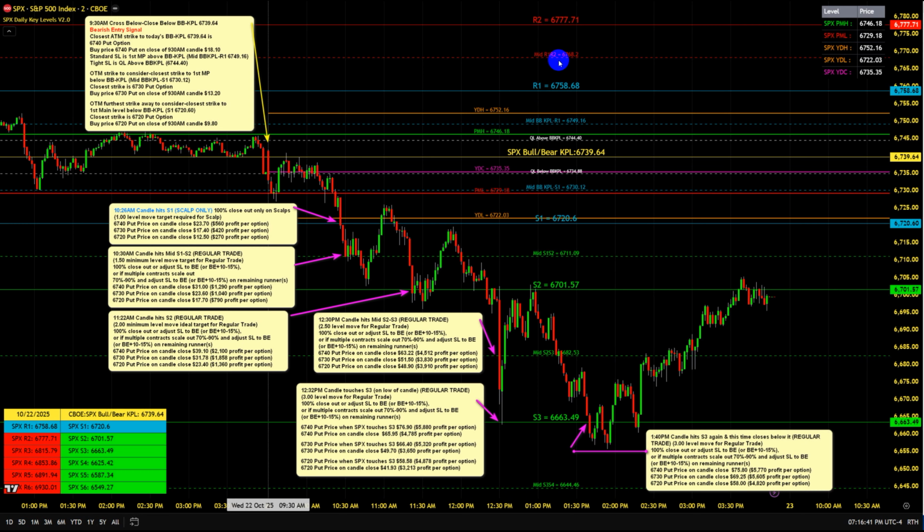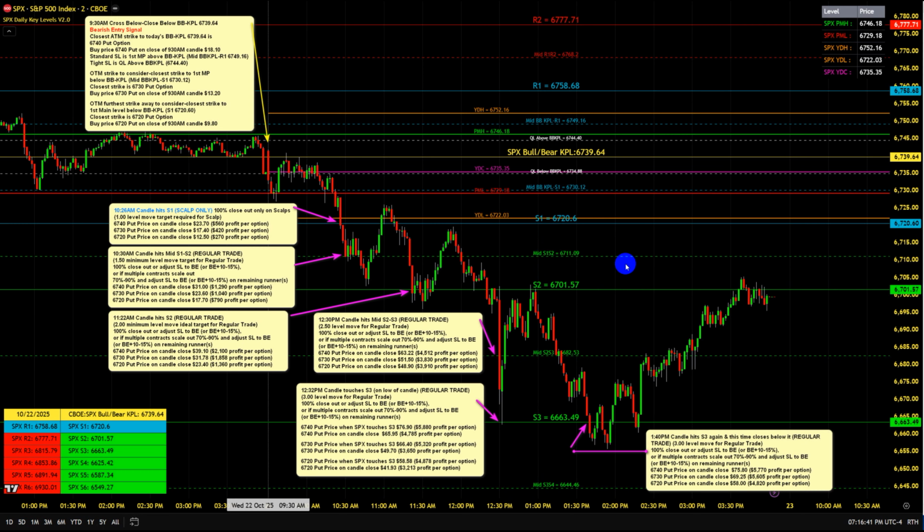The mid R1 R2 midpoint level is the midpoint level between the R2 main level and the R1 main level. And the mid S1 S2 midpoint level is the midpoint level between the S1 main level and S2 main level. And as you can see here, there are other midpoint levels as well.